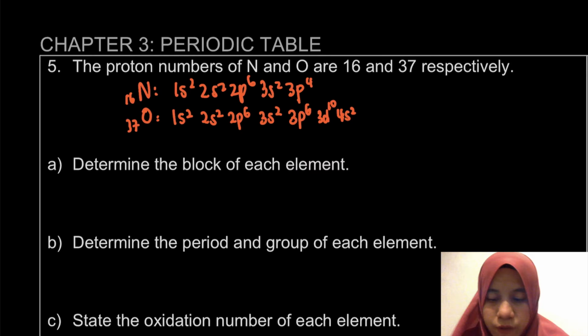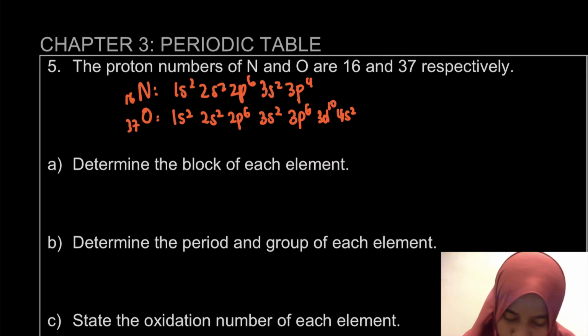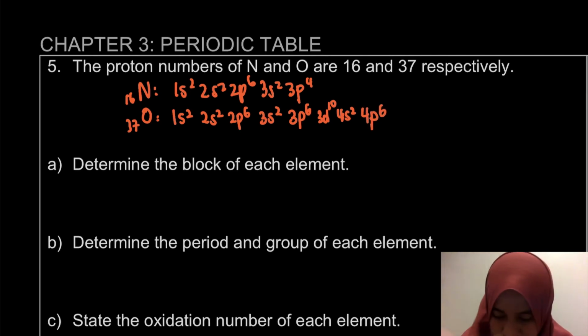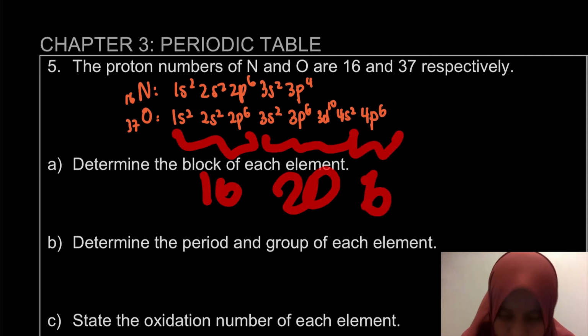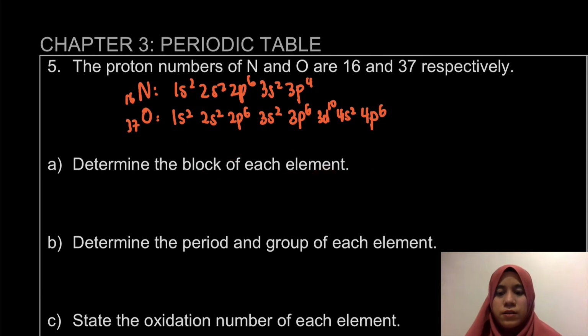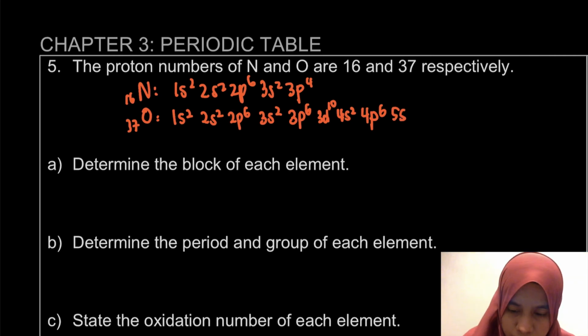So, we do have another 7 more. 4S2. Okay, 4P6 pula. 4P6. Okay, is it enough? So, here is 10. Nak juga buat macam ni kan. Here is 20. So, here is 6. So, baru 36. So, after 4P6, it's not 4D1. We're going to fill up 5S dahulu. The S orbital first. So, dia akan jadi 5S1.